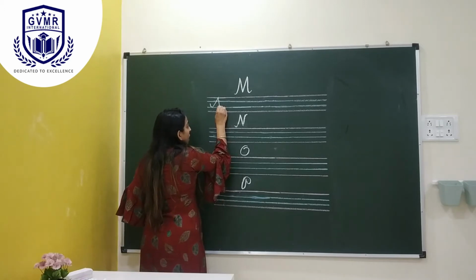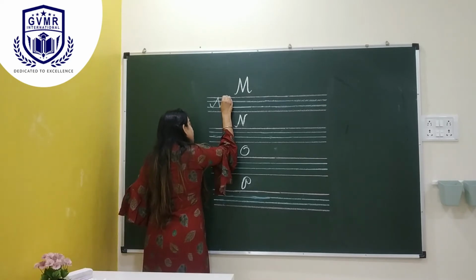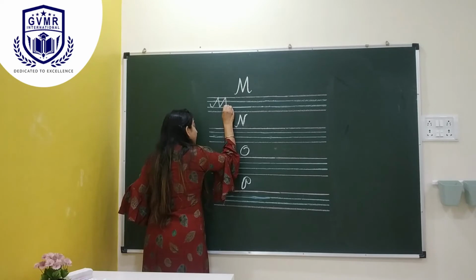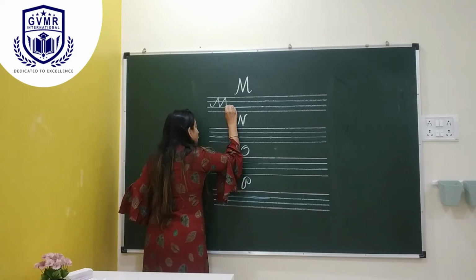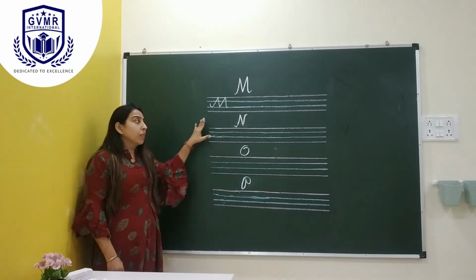From the second blue line, go up making a slanting line and touch the red line. From the red line, come down making a slanting line and touch the second blue line and take a small turn towards right. Makes letter M.